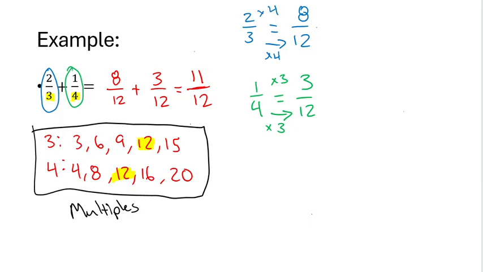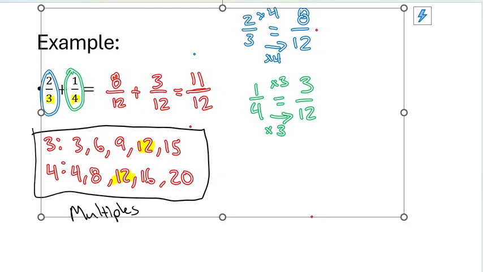I'm finding multiples of 3 and 4, and I just write up to a certain number. And then what I need to do is find the lowest number they share in common. In this case, it's 12, which I have highlighted. So now what I need to do is rewrite the fractions.